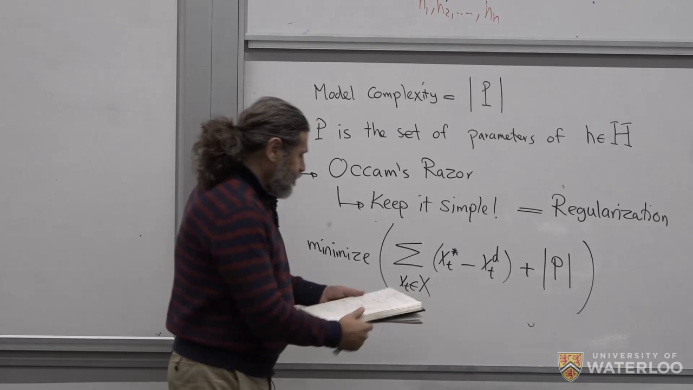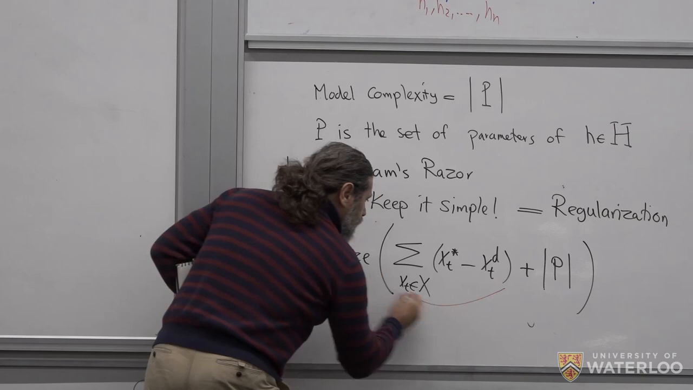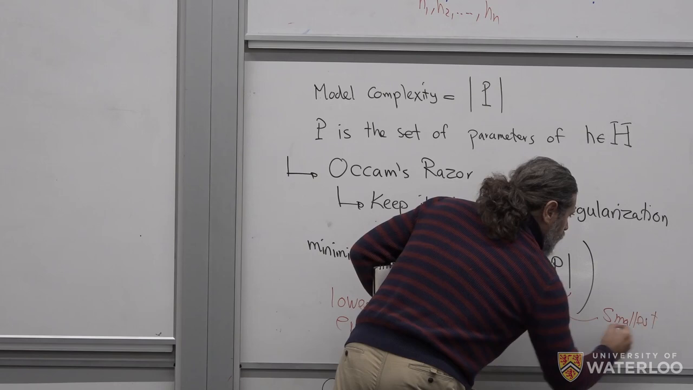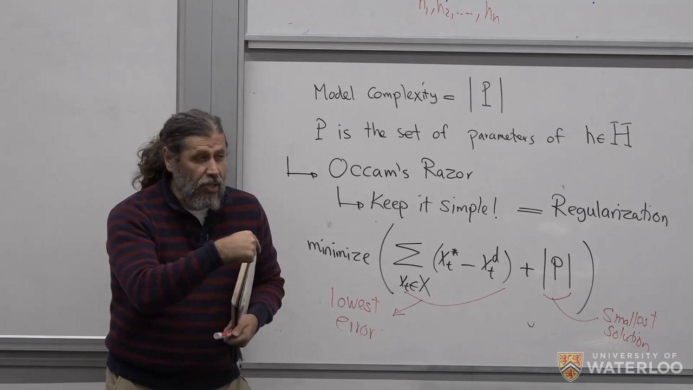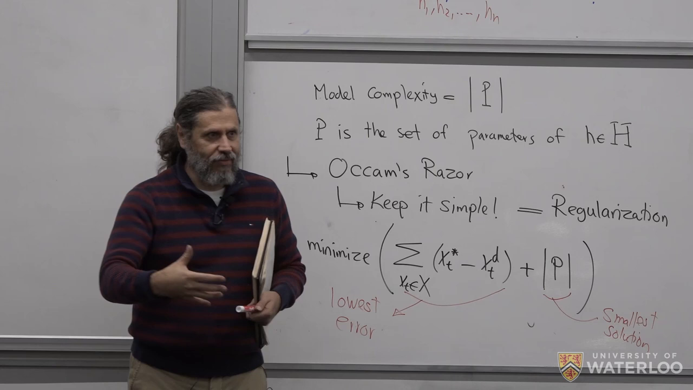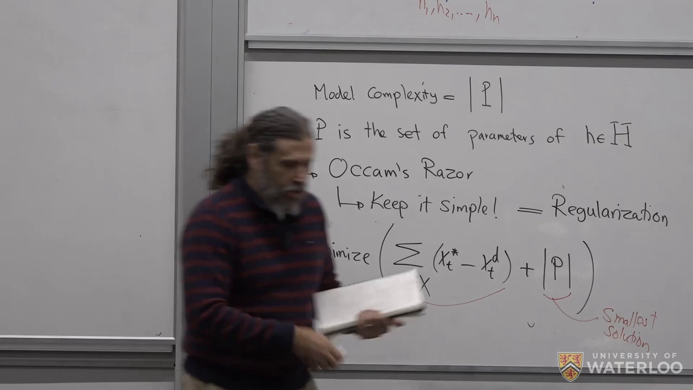So we want the lowest error, and we want the smallest solution. So now we do this with k-fold cross-validation or leave one out. Turing mission accomplished. In action. Now we know it has learned. It's not fake.